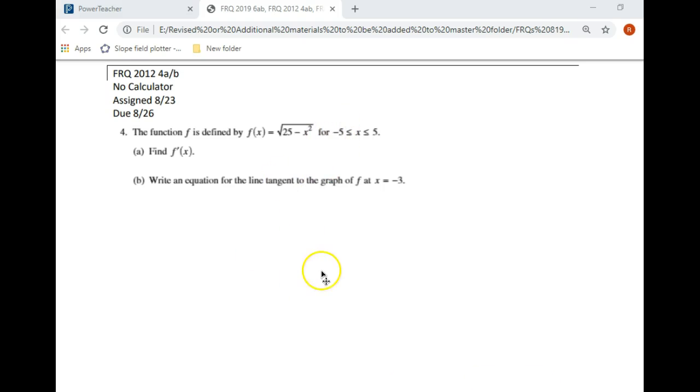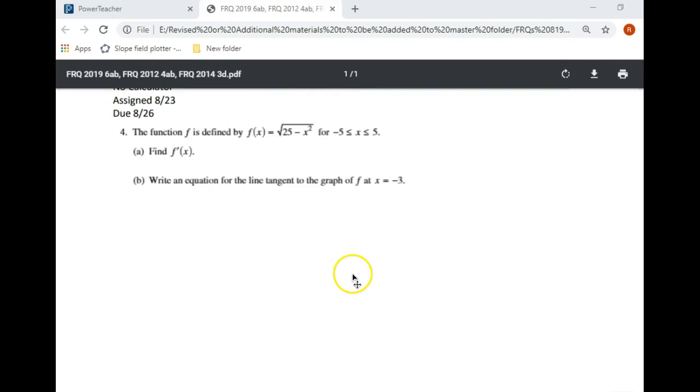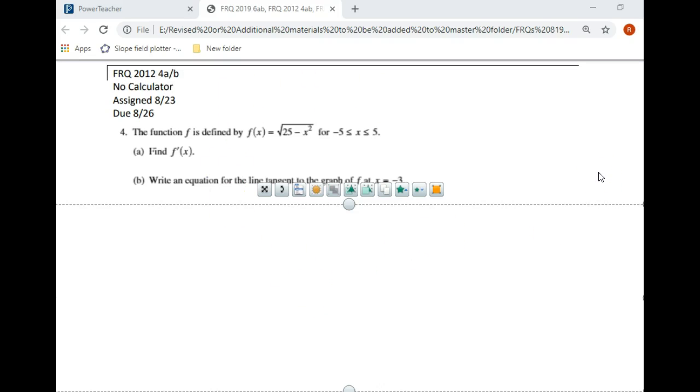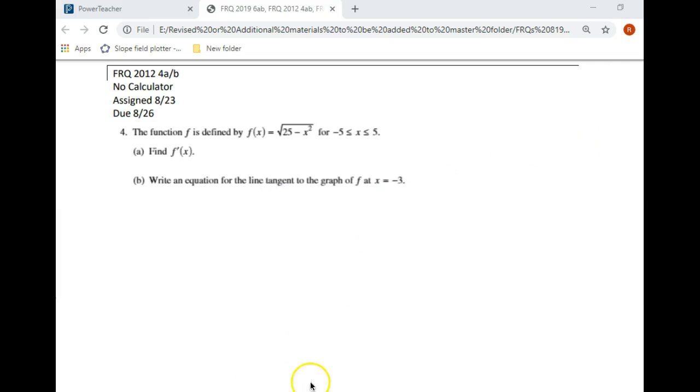Okay, so this is your helpful hint video for FRQ 2012 question 4, parts A and B. This one's actually pretty straightforward. There's really nothing too fancy about this one. The first thing they want you to do is find f prime of x. So you want to remember that you're going to want to rewrite that as a fraction, right? So that you can find your derivative. Okay.